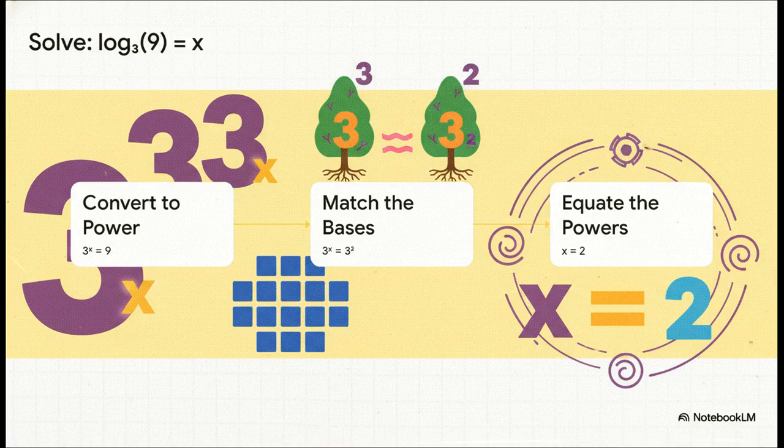Say we need to solve log base 3 of 9. The first step is to flip it back into its power form. So 3 to what power, x, gives us 9? Well, we know we can rewrite 9 as 3 squared. And just like that, we have 3 to the x equals 3 to the 2. And if the bases are the same on both sides of the equation, the exponents have to be equal. So x equals 2.